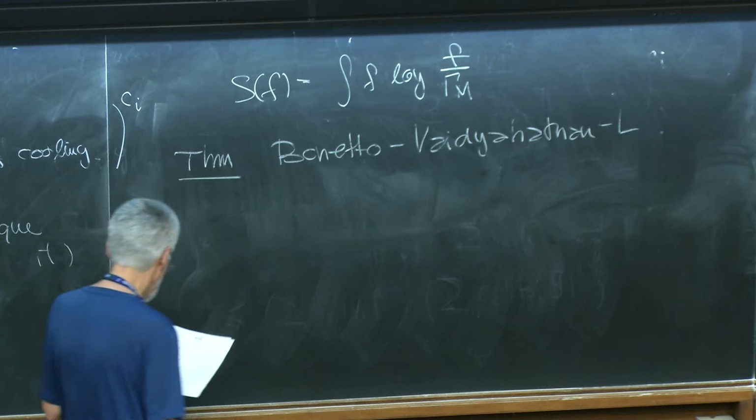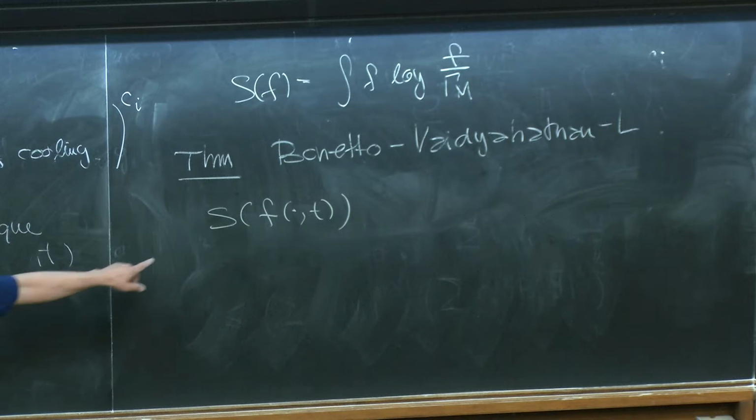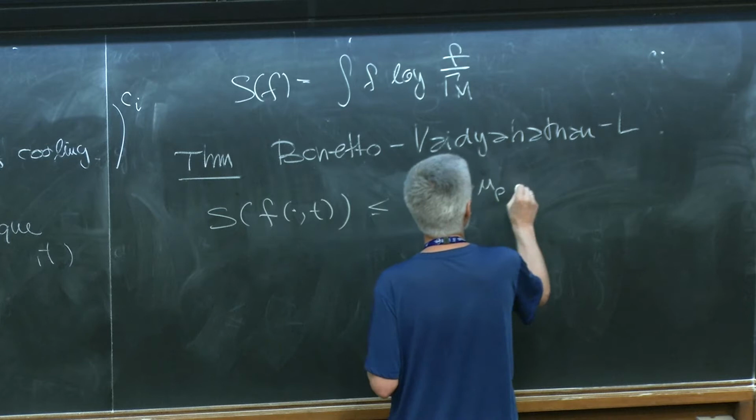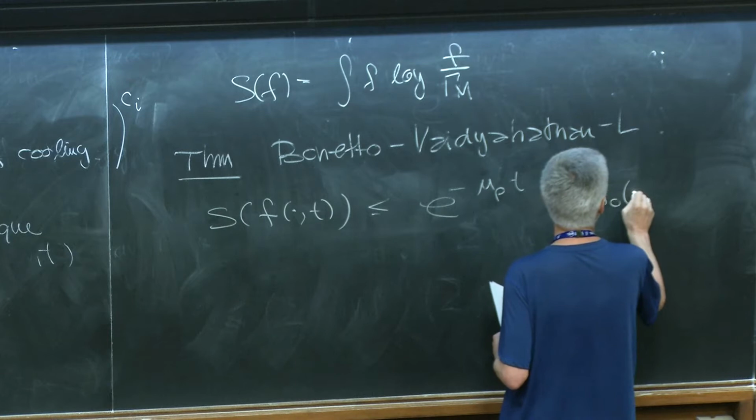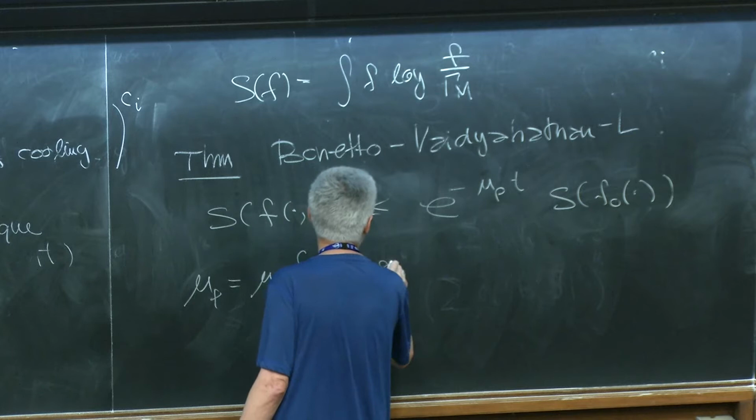So when you look at f dot and t, in other words, you solve this equation and plug it in, this is bounded above by e to the minus mu rho t times s of f0 dot, and f0 is the initial condition. And what is mu rho? Mu rho is mu times the integral of rho of theta sine squared theta from minus pi to pi.